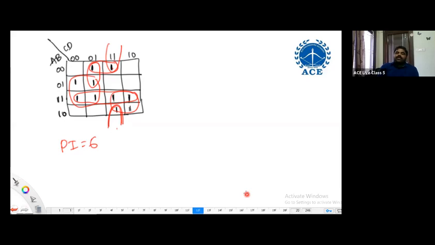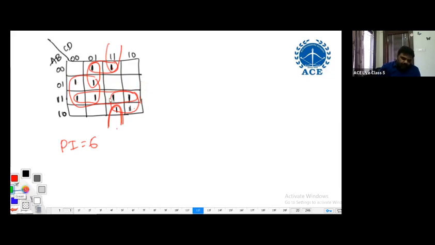If you are observing, this grouping is having a special cube. Check it correctly. This grouping is having a special cube. Essential. This grouping is having a special cube. Essential. This grouping, no. This grouping, no. This grouping, no. This grouping is having a special cube. Essential. This grouping is having a special cube. Essential. No more groupings are having a special cube. Check it.